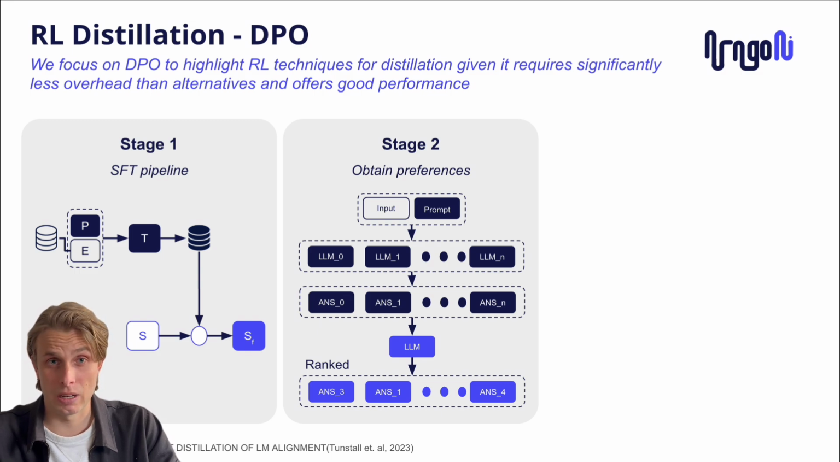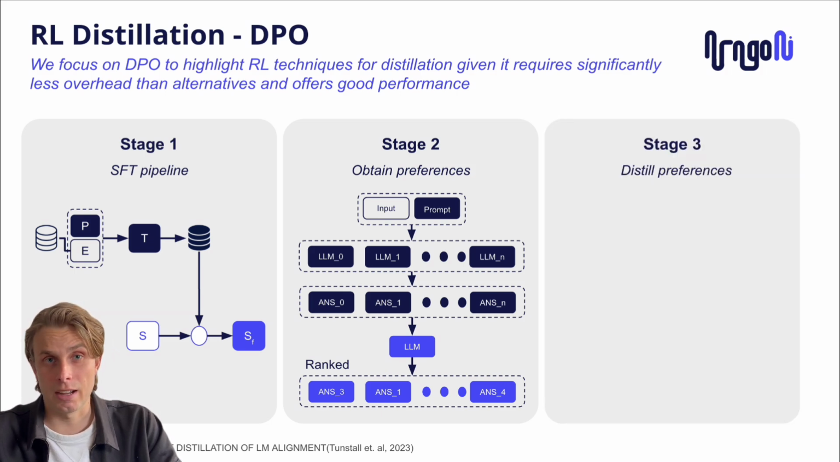Okay, so now we've got our first 2 stages done. Recap, stage 1, we did our supervised fine-tuning. Stage 2, we're obtaining our preferences. In stage 3 now, we need to distill these preferences. So our objective here is for our student model to effectively learn the preferences from the teacher model. So our student model should be able to generate output that is going to be preferred to other examples. So its job here is to learn these preferences and assign higher weight to winning outputs.